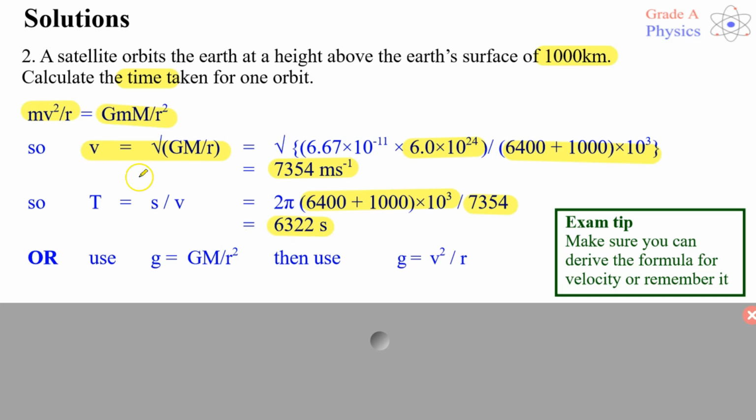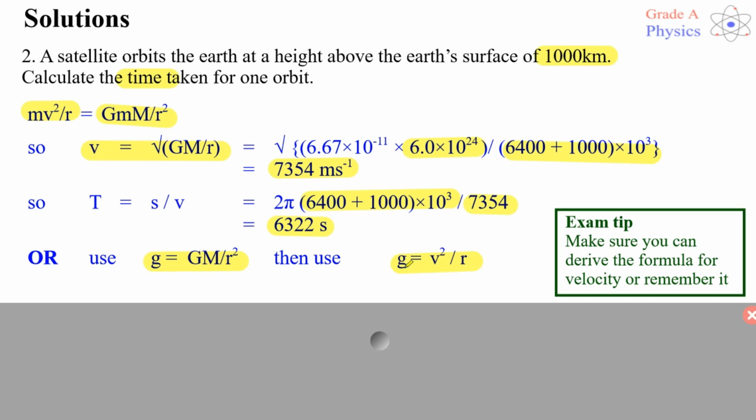So that's the way I would recommend you do this. Other ways you could do it, probably similar to the previous question. You could calculate the value of g at that height, and then use this formula here, the version of centripetal acceleration, to work out the velocity. I think you can do this with Kepler's third law, which we haven't covered yet.